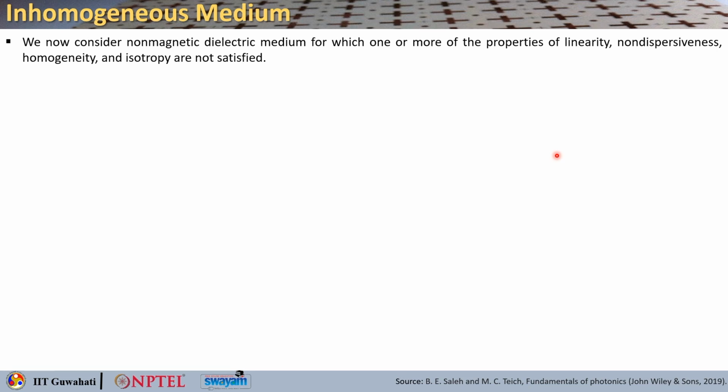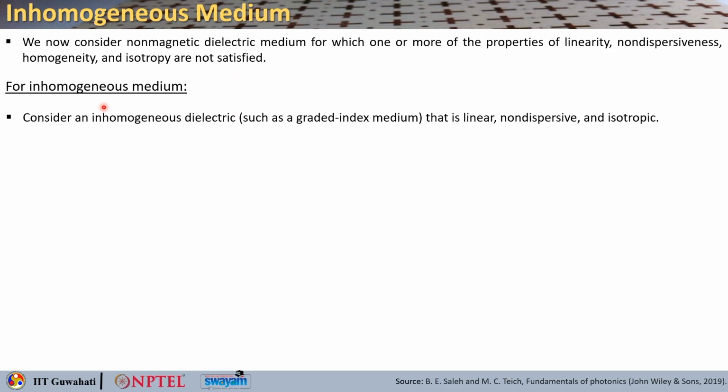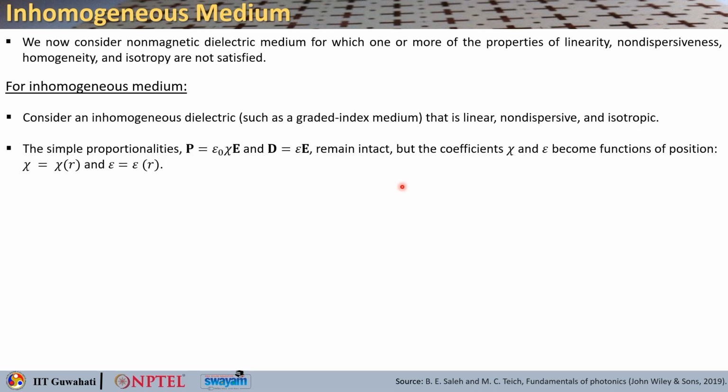Consider a non-magnetic dielectric medium for which one of the properties of linearity, non-dispersiveness, homogeneity and isotropy is not satisfied. Let us first start with the inhomogeneous medium. We are considering a graded index medium. It is not homogeneous, it is graded index, meaning the refractive index varies along the position. Otherwise it is linear, non-dispersive and isotropic. It is just graded index, so it is inhomogeneous.